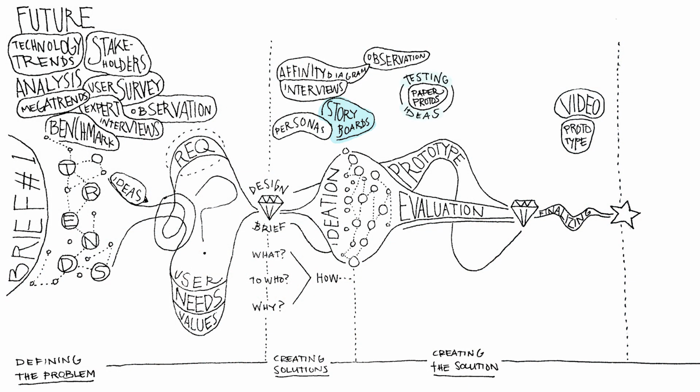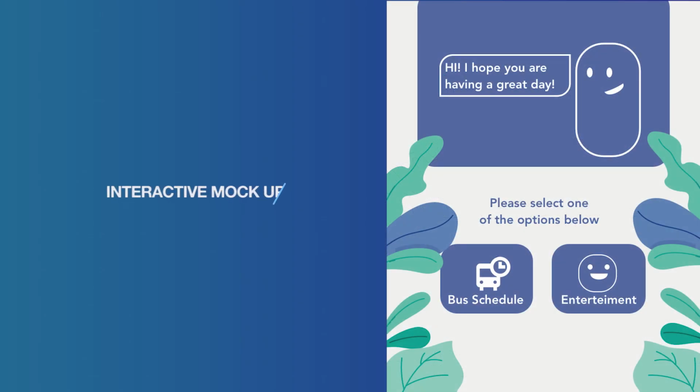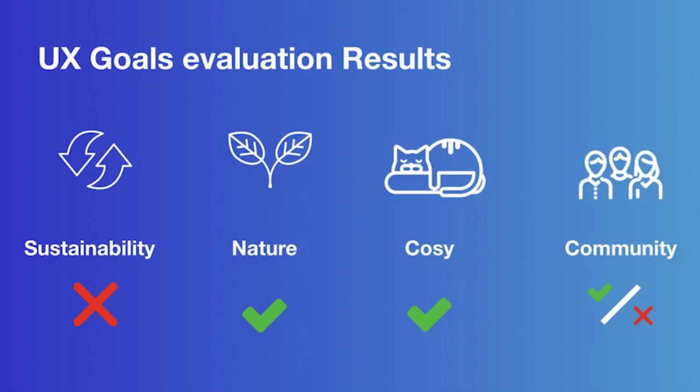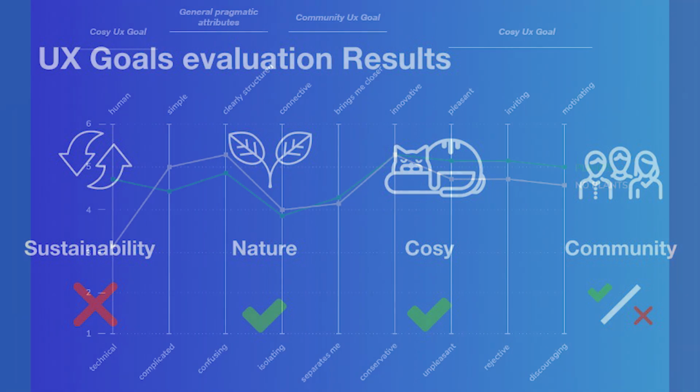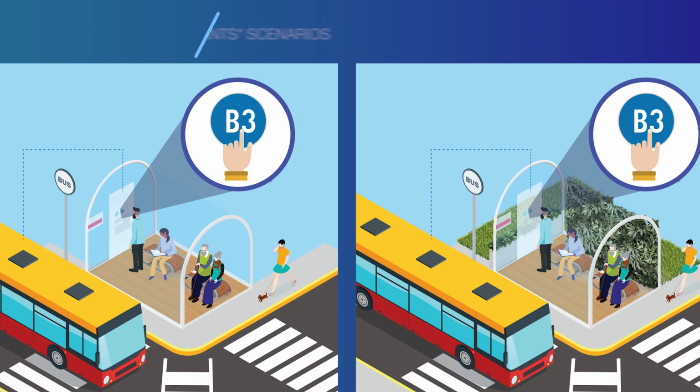We did the first paper prototype of the bus stop and an interactive mock-up of the bus stop interactive screen. We used interviews and a modified version of the AttrakDiff questionnaire for this first testing. We also evaluated the UX goals. With this, we had our first real feedback on our product. Even if some people expressed concerns about data privacy, the results show that people find the concept positive in the pragmatic and hedonic attributes. The results show that the plans added value to the bus stop.